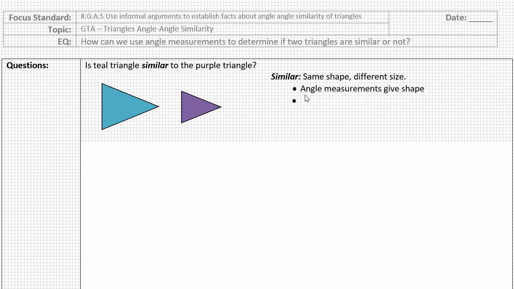Well, to answer that question, it's the angle measurements that give them shape. So if we're trying to figure out if two triangles are similar, we have to know that they're the same shape, so we have to know their angle measurements.